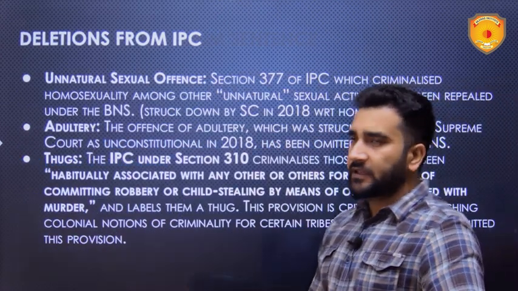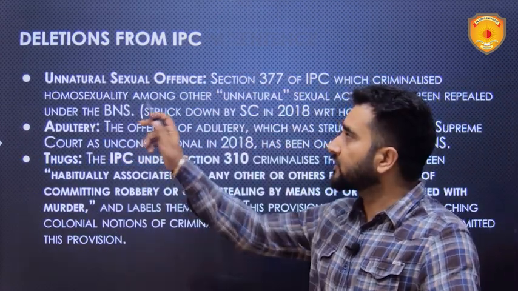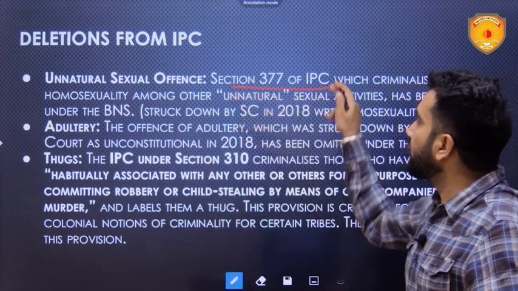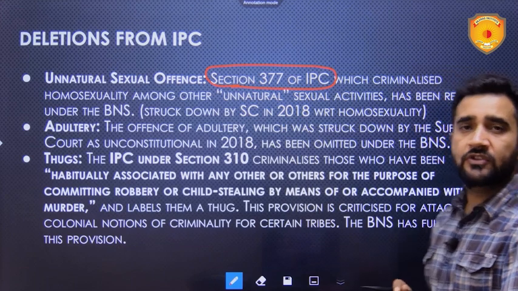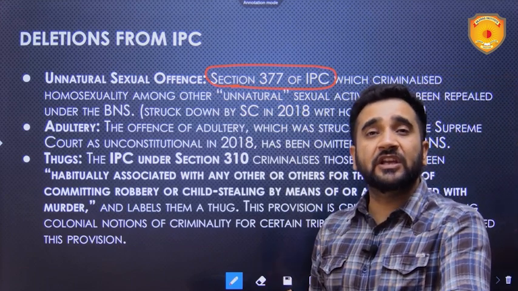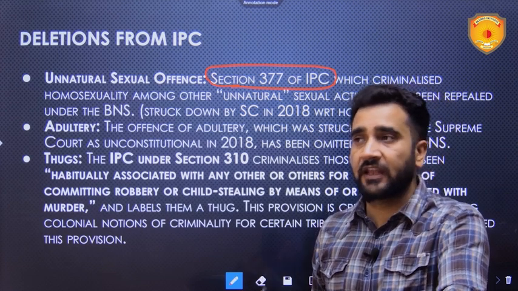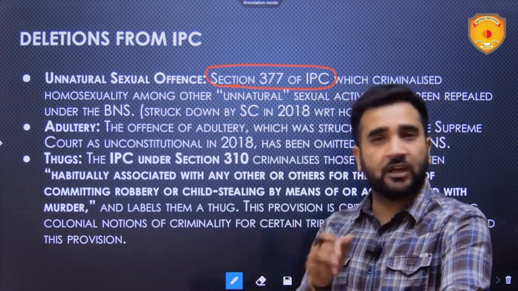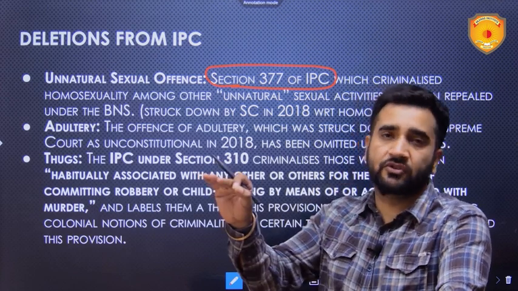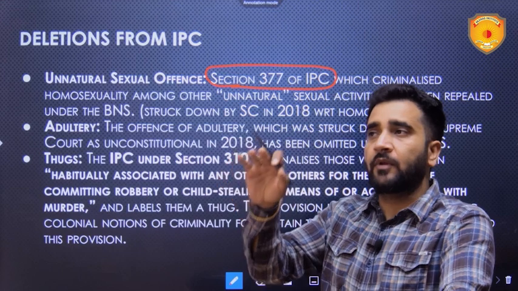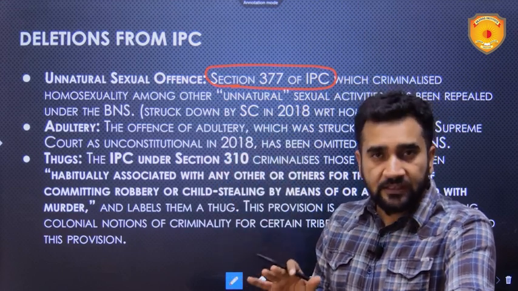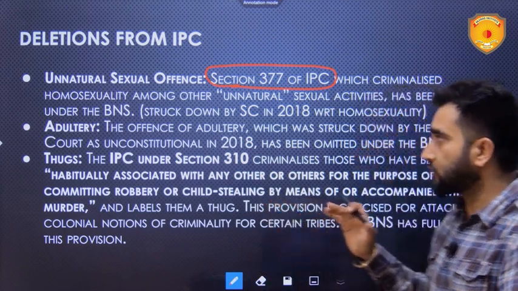Deletions from IPC. There are certain deletions also from the IPC. First is unnatural sexual offense. Section 377 of the Indian Penal Code actually said that if any person is engaging in homosexuality, meaning persons of the same sex are engaging in any sexual intercourse, then that was a crime. But in 2018, the Supreme Court said that 377 should be struck down. It should not be a crime. The people should have the freedom. In the Navtej Singh Johar case, this judgment was given. So Section 377 was struck down.